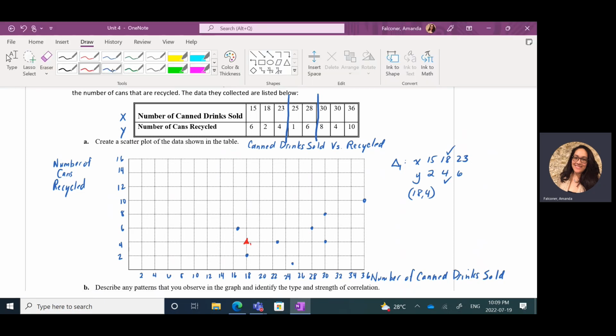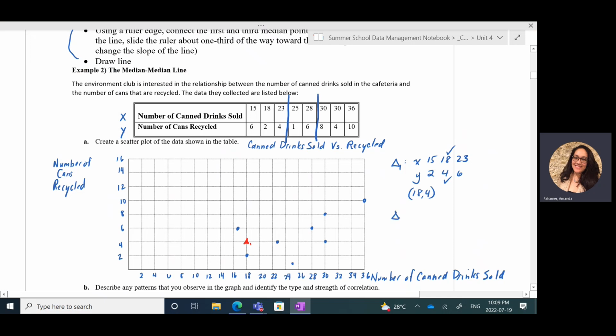My next one, delta 2. There is no true middle here. I can put them in numerical order fine, but there's no true middle. So we've got to add them together and divide by 2 for each of these. So 25 plus 28 divided by 2 gives me 26.5. And then 1 plus 6 divided by 2 would give me 3.5.